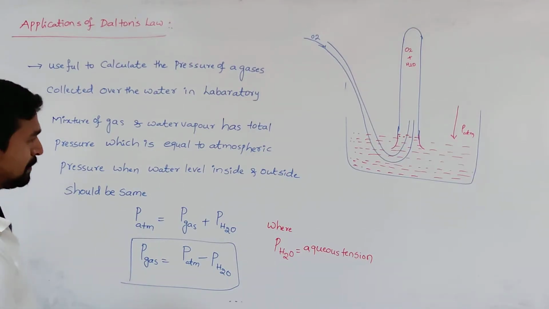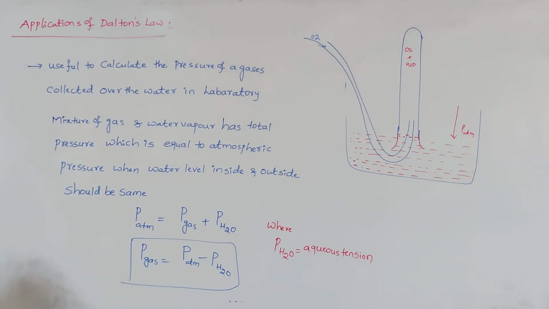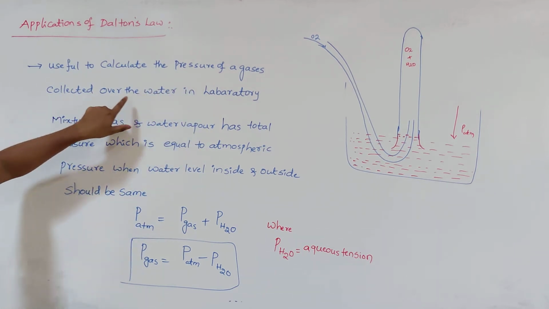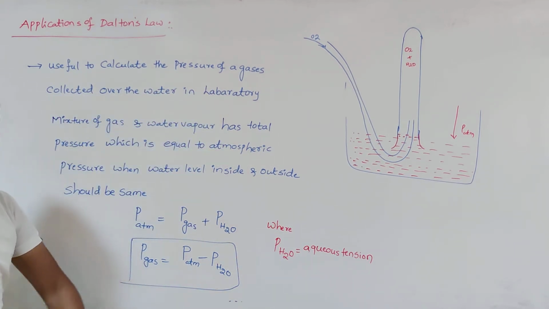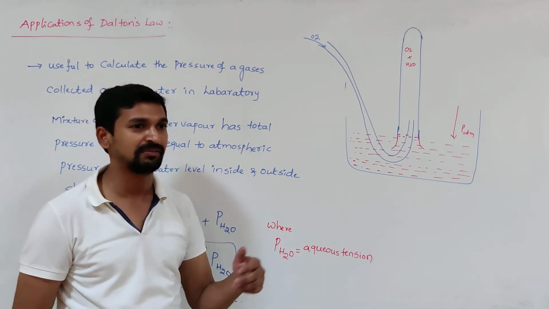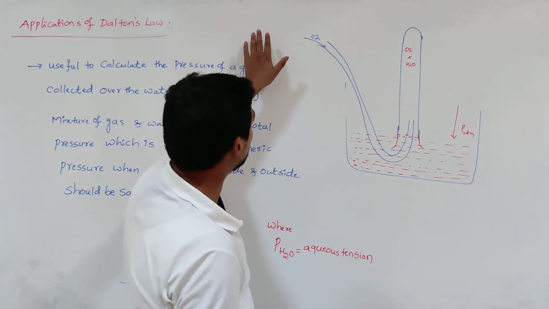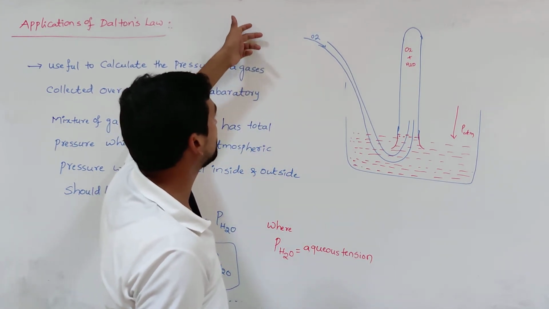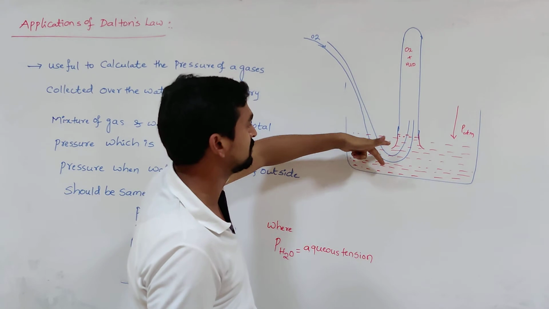So there is one important application of Dalton's law. That important application of Dalton's law is to calculate the pressure of a gas which is collected over water. It is useful to calculate the pressure of gases collected over water in the laboratory. You might know this from the experiment on preparation of nitrogen or oxygen in your 7th and 8th standard. There was some mixture, the reaction takes place, and that oxygen or nitrogen is passed into the water.